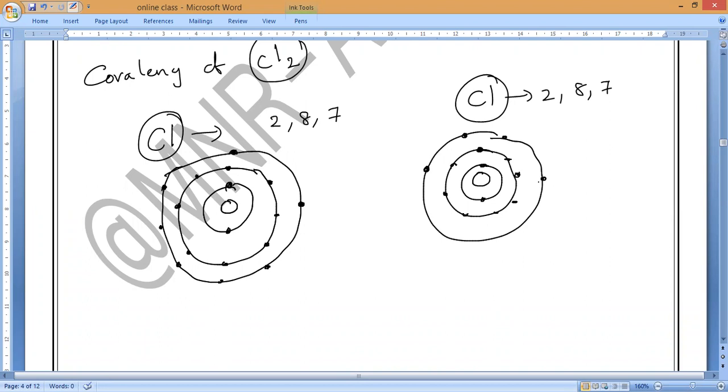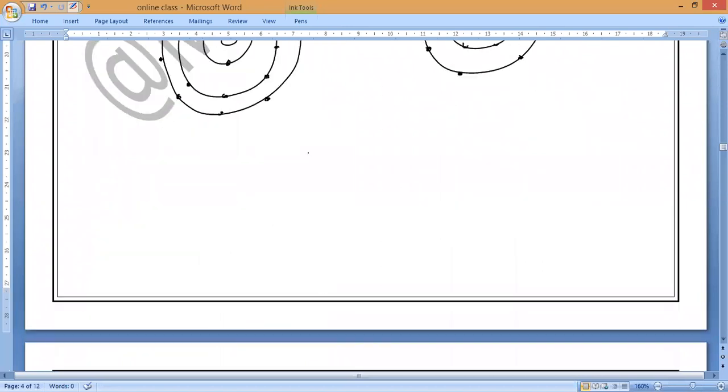So remaining 3, 4, 5, and 6 and 7. Okay. Now they will combine together. How will they combine? Let me draw like this. The chlorine atoms will combine, so they will share one electron. Now you can notice, how many electrons remain for this? 6 electrons. Yes or no?